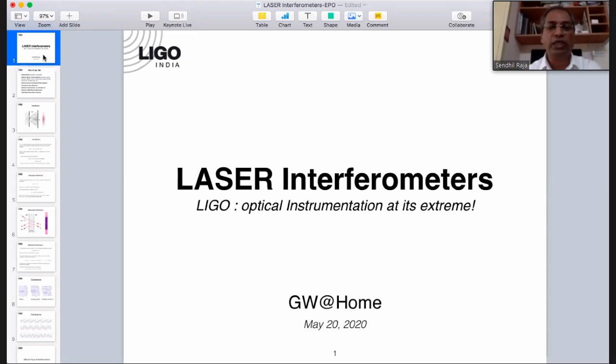And LIGO, which is a laser interferometer for gravitational observation, is the ultimate in terms of interferometer design and execution. It's at the extremes of any interferometer. A tabletop-size interferometer itself is difficult to align and maintain, let alone a 4-kilometer interferometer of the LIGO style. So let me start with my slides.